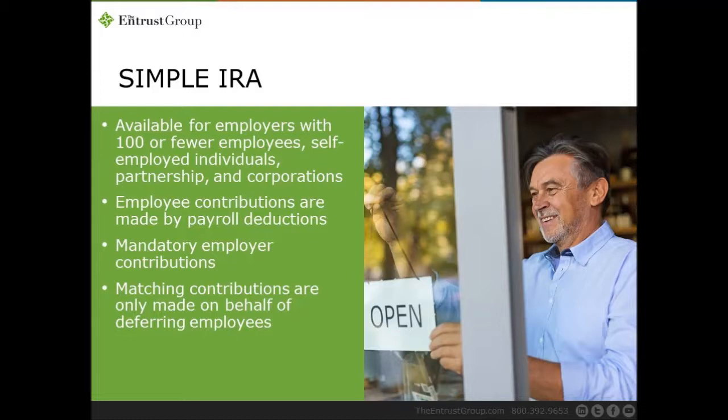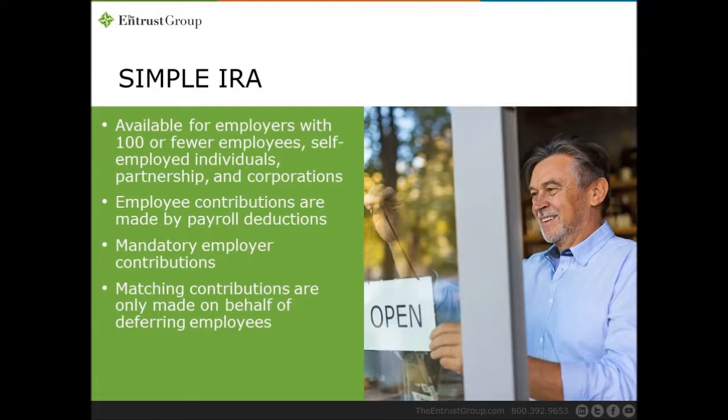Why is it only $3,000? Because it's capped at 3%. Right? Matching contributions are only made on behalf of deferring employees. In other words, even though you have a lot of employees in your company, it's still an attractive plan for a lot of employers. Why is that? Because only the individuals who defer money out of their account are the ones that are matched. In other words, if a participant, although they're eligible, does not choose to defer into the plan, they won't receive a match.